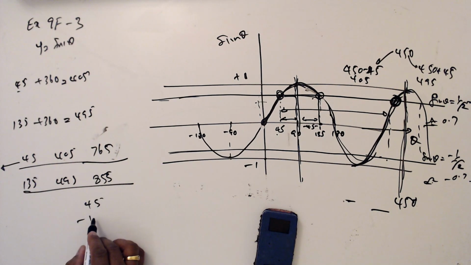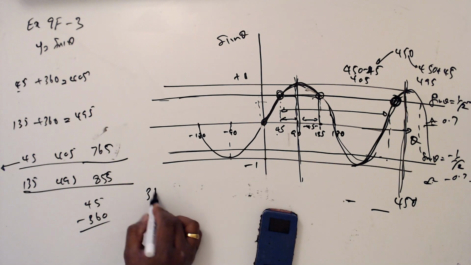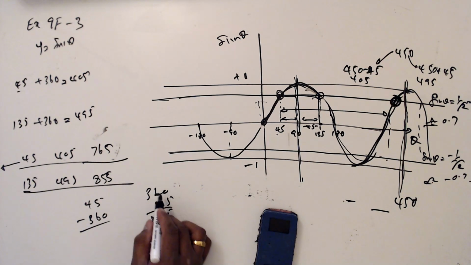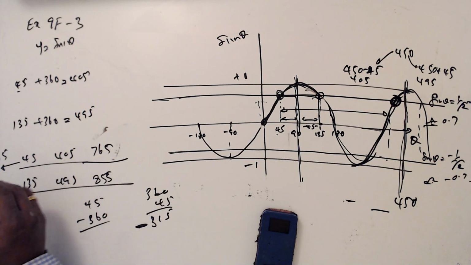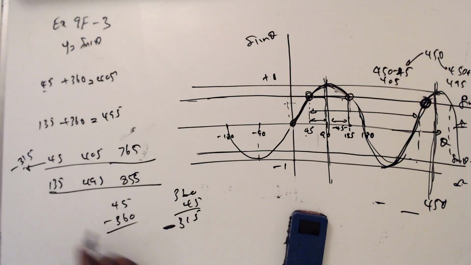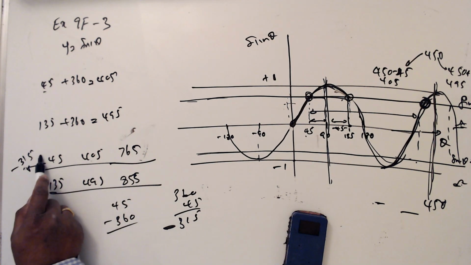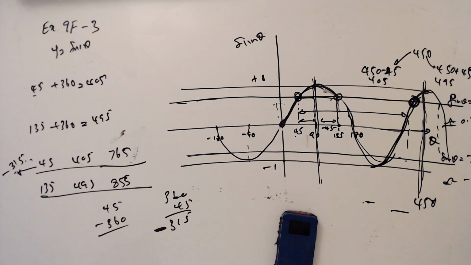45 minus 360. Then this is going to be 360 minus 45, 315. So the value is minus. So the next one is minus 315. Then the other one, the next one is minus 315. The other one, you have to take 360 from this value out. Likewise, you can go to the left side.